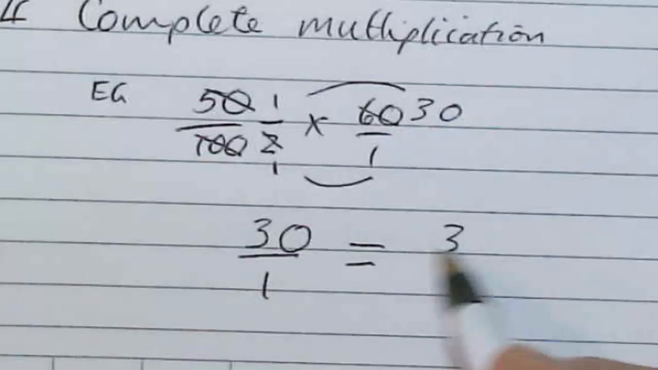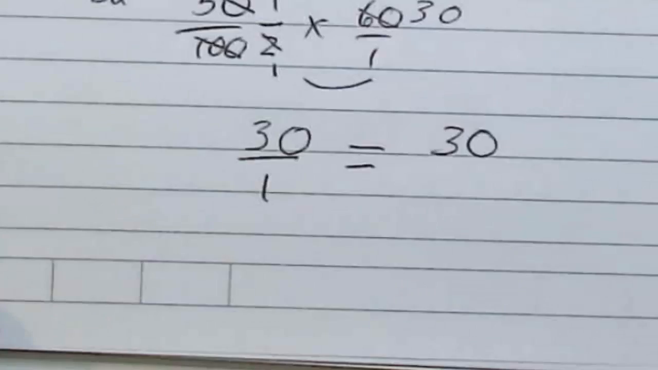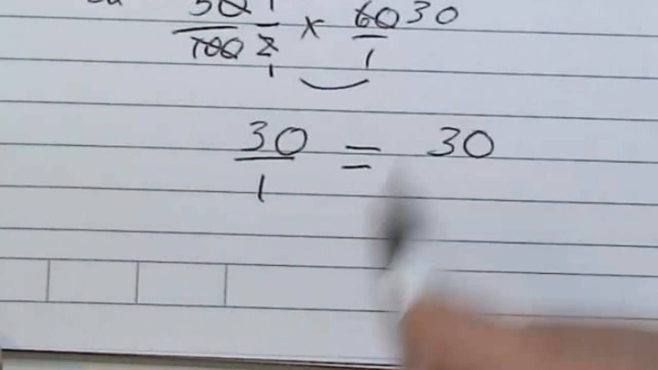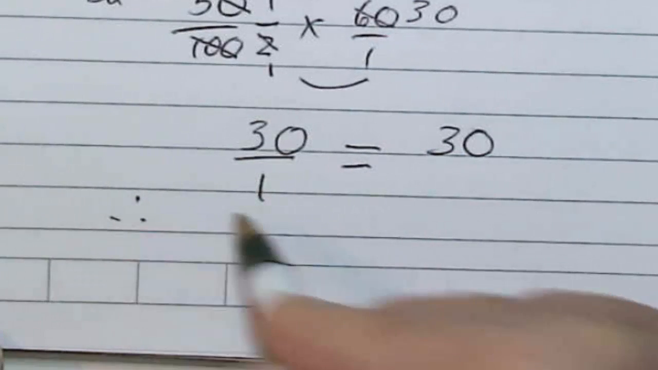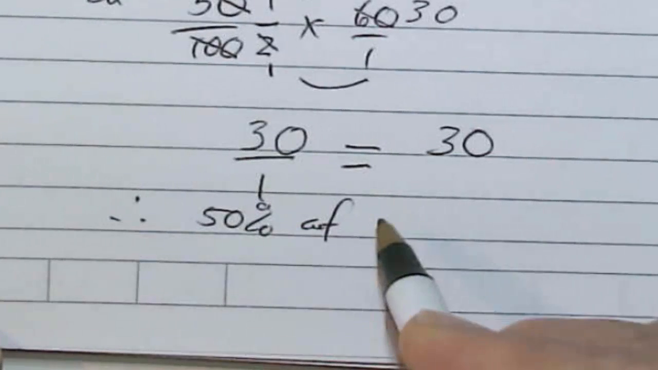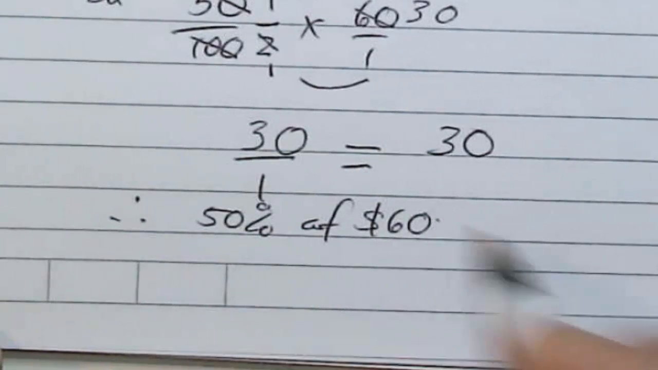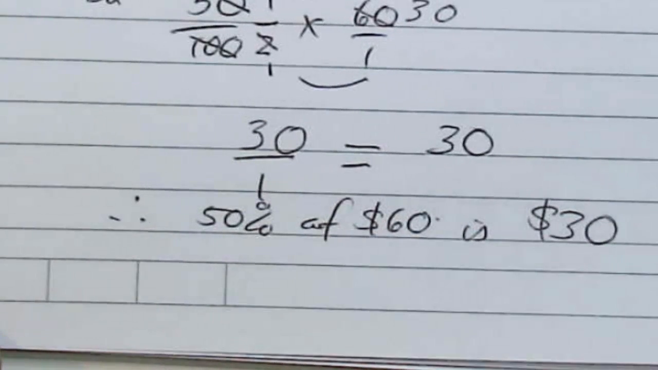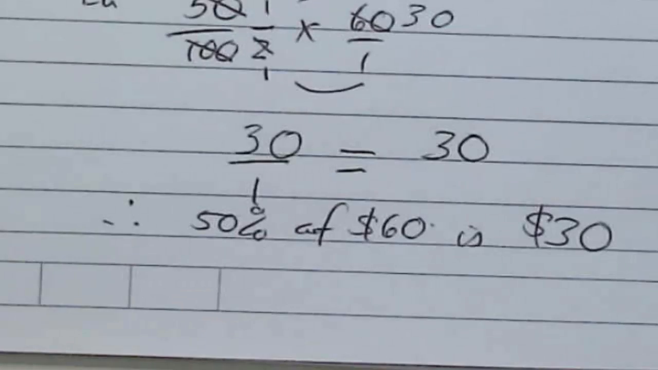This is 30. So my original said 50% of $60. Well, therefore, 50% of $60 is $30. As we knew in our head, half of 60 is 30. There's our calculations working it out.